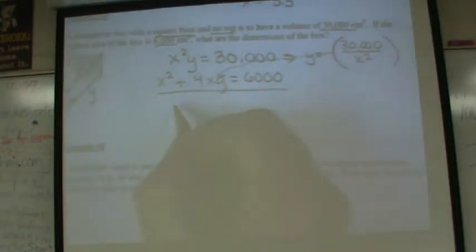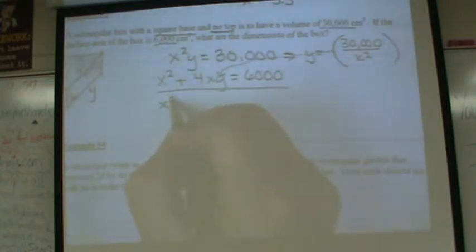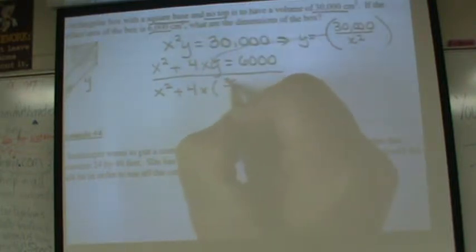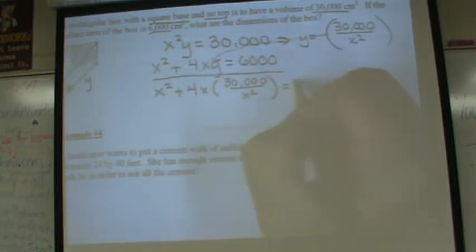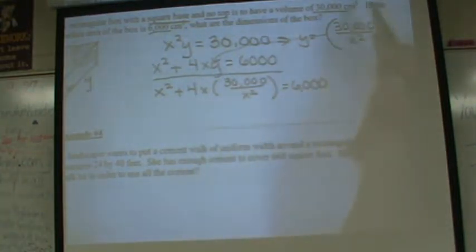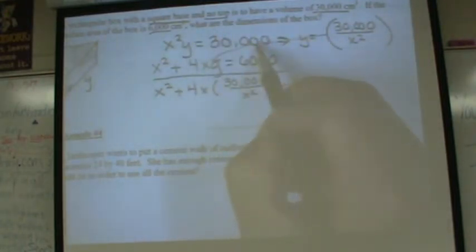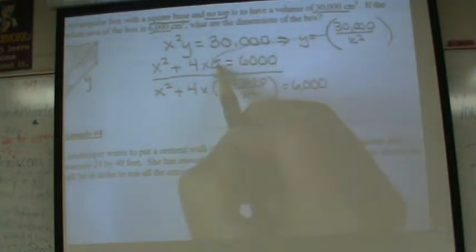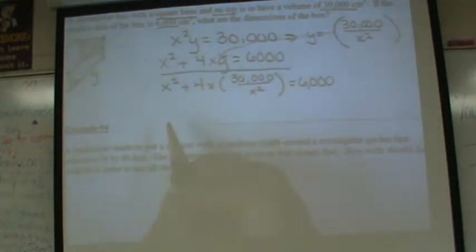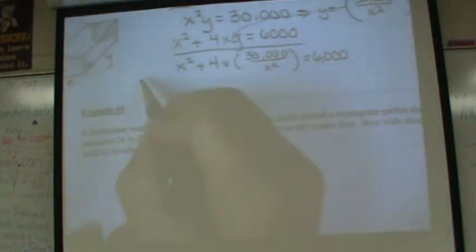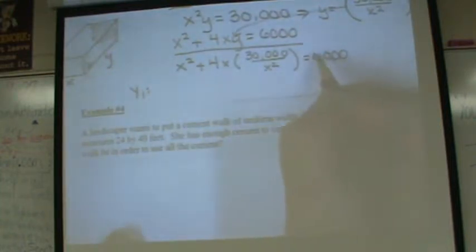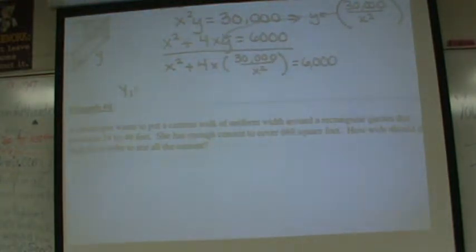To get a new equation would be x squared plus 4x and then times 30,000 over x squared equals 6,000. Everybody see what I did? I replaced this, made this y equals, and then substituted that in here. So now I'm going to take out my calculator, and under y1, I'm going to plug all this in, but make sure when you bring 6,000 over, you make it negative 6,000. I want you to do that for me right now.